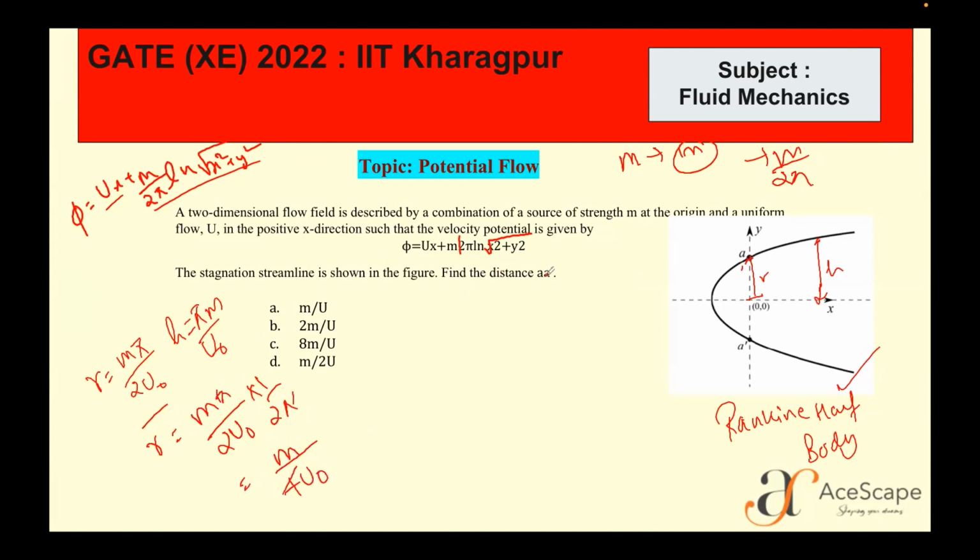They have asked for A dash, so this distance as well as this distance. By using symmetry, we can multiply by 2. So our A dash will come as 2 into M by 4 U naught, so M by 2 U naught. U naught or U? Here it is U, right? So the answer is D. U naught was the notation I used in our lectures, that's why I was mentioning that. Is this fine? Is this clear? I'll move on to the next question. No response is coming.